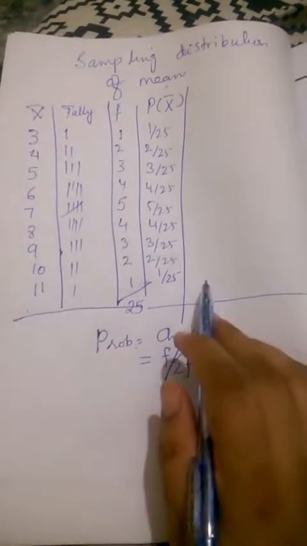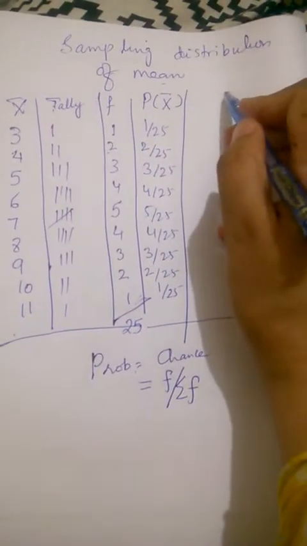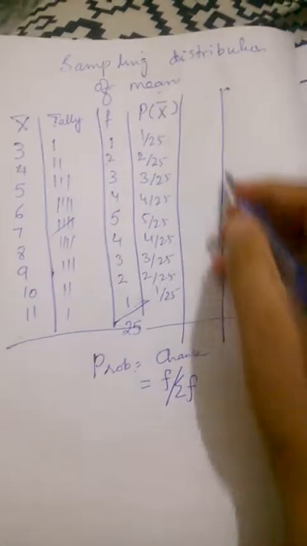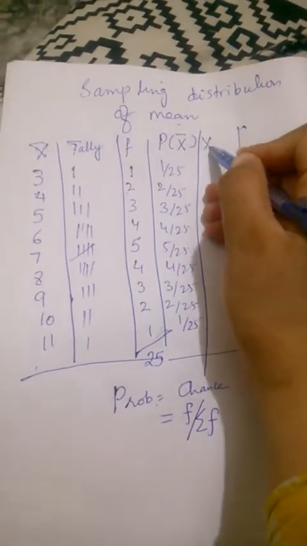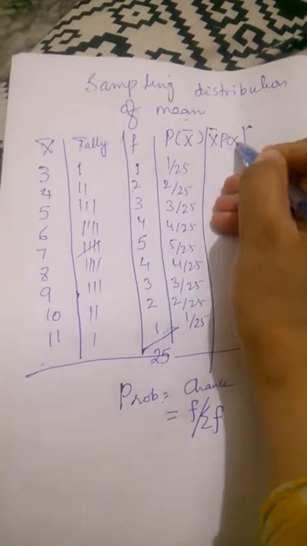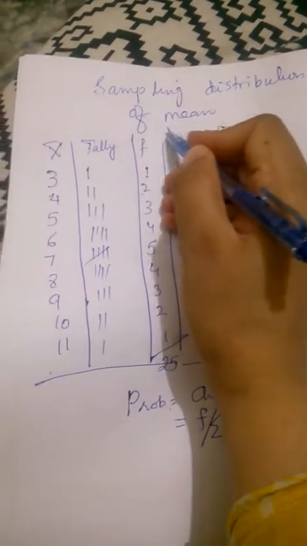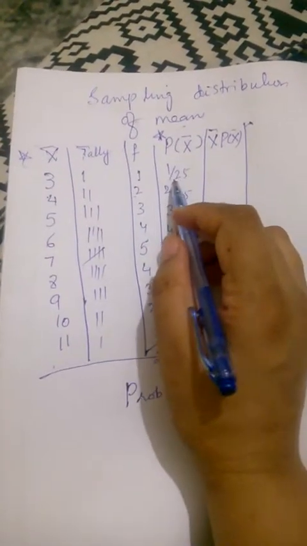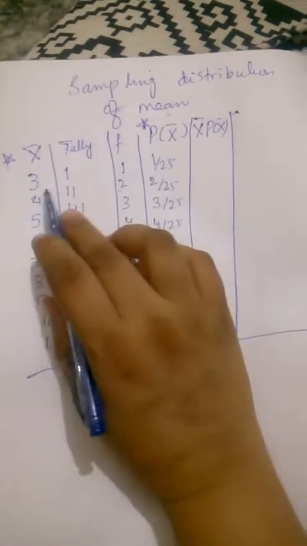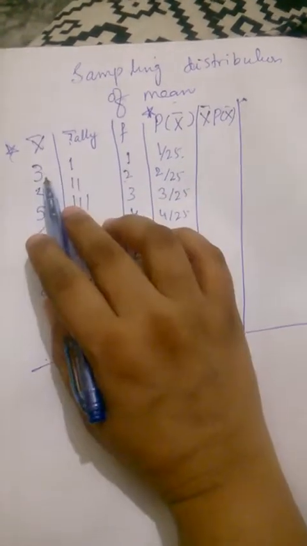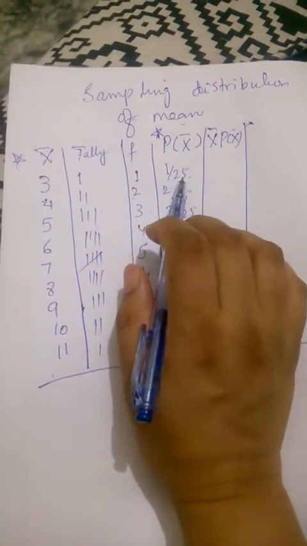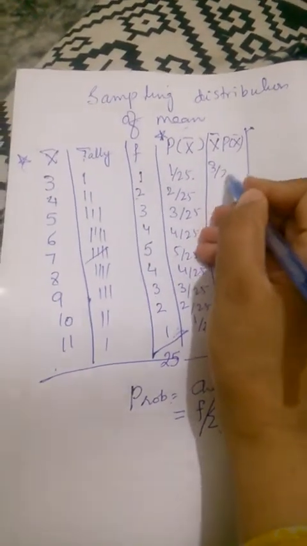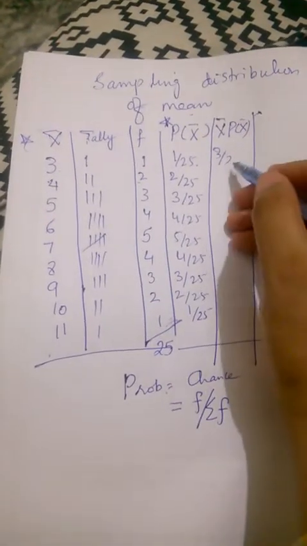But you also need to verify your results. So for verification, you have to make two more columns. One is x bar into p of x bar. You have to multiply this column with x bar. As we know that in case of fractions, the numerator is multiplied, the denominator remains the same. 3 multiplied by 1 is 3. First answer is 3 over 25.